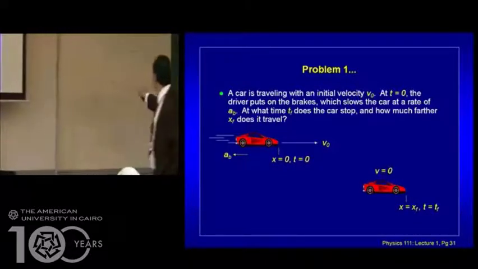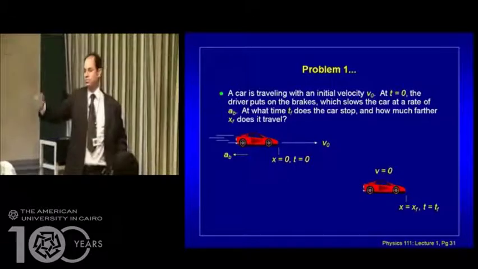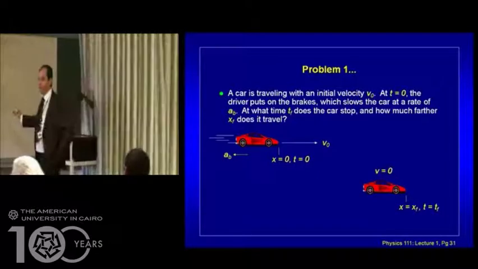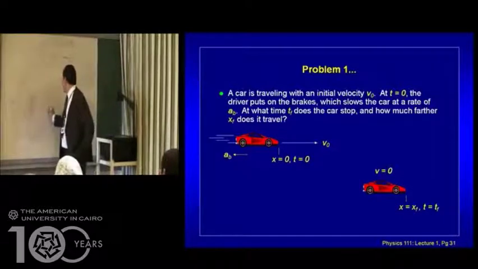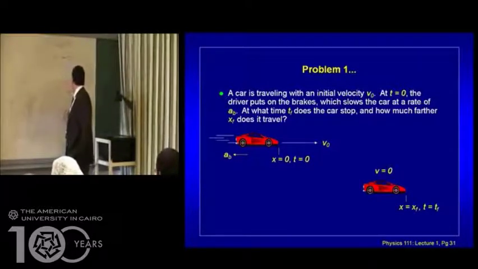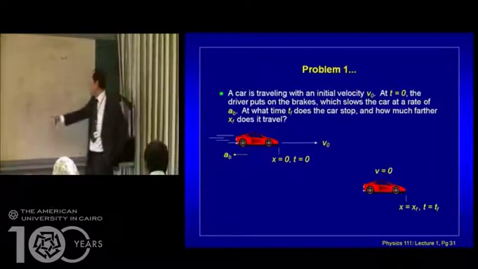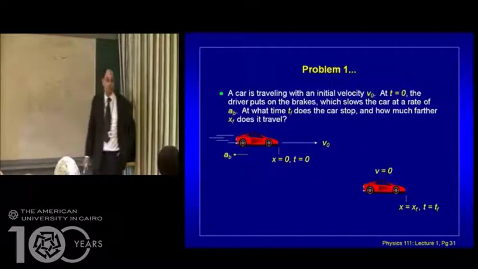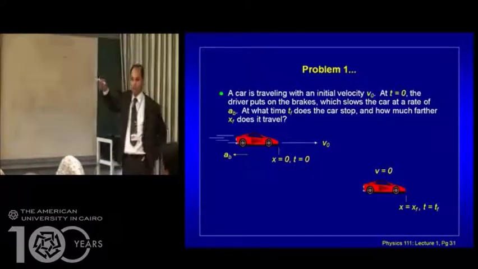If it stops after time equal to V0 over AB, how long will it travel before it stops? X0 plus V0t plus 1/2 AT squared. Okay? Since we have no information about the initial position, I'm going to assume that the initial position is 0. That's on my solution.